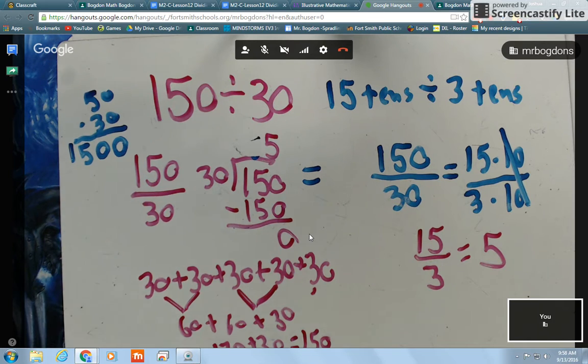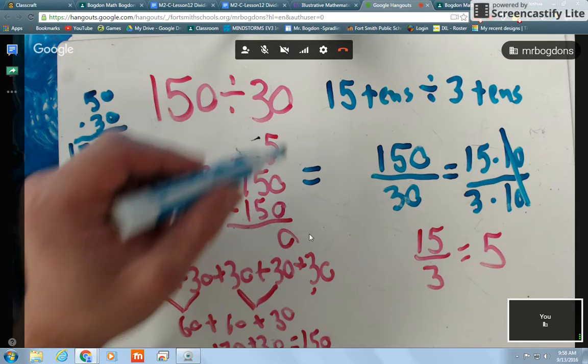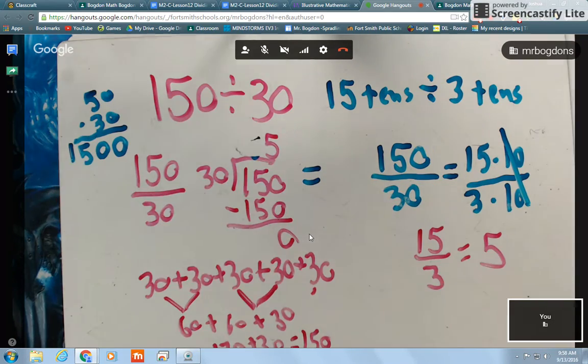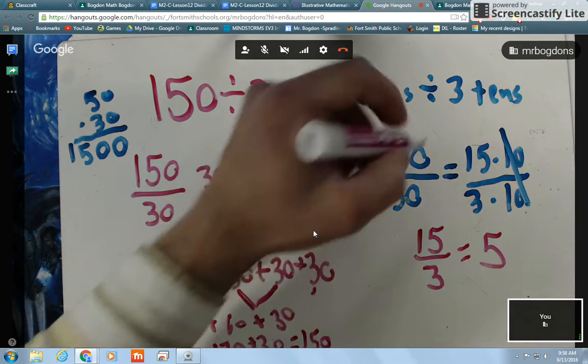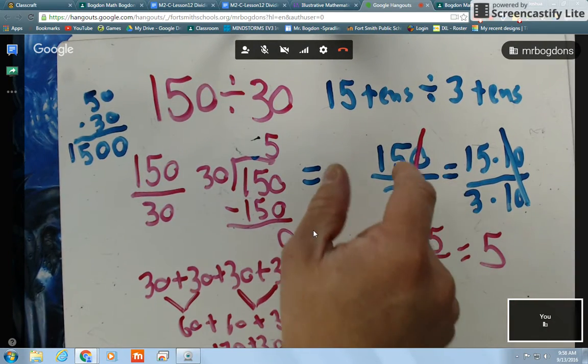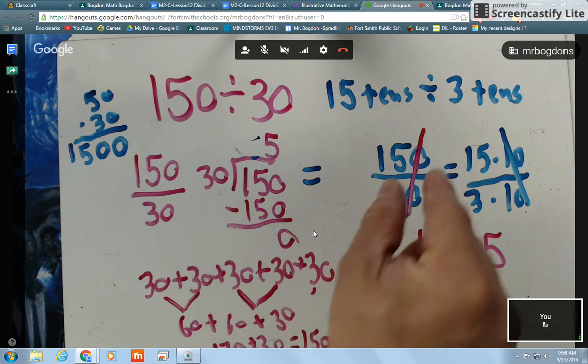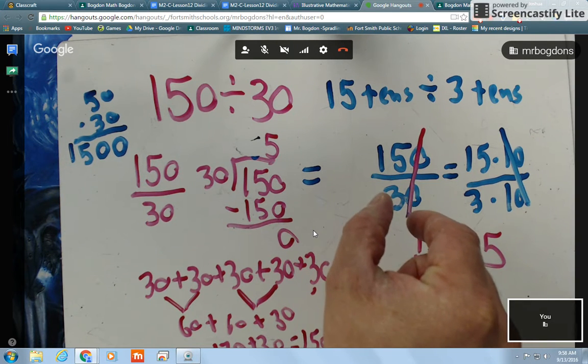Anytime that you see a number with a 0 at the end divided by another number with a 0 at the end, what can you do? You don't have to think about it, just mark out the zeros. Now, what did you just do? You turned a 3-digit number and a 2-digit number into a 2-digit number and a 1-digit number.